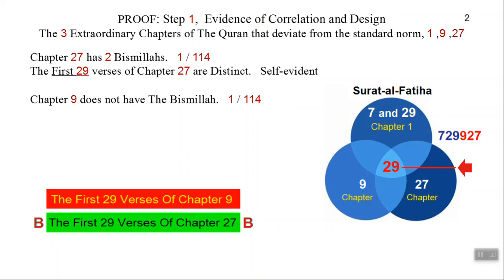Chapter 9 does not have the Bismillah. Chapter 9 is the only chapter with this property. Similar to chapter 27, the first 29 verses of chapter 9 are distinct and self-evident when we read the chapter and pay attention. Our last discussion was about chapter 9 and chapter 27 and their complementary relationships, including their first 29 verses and their mathematical structures.